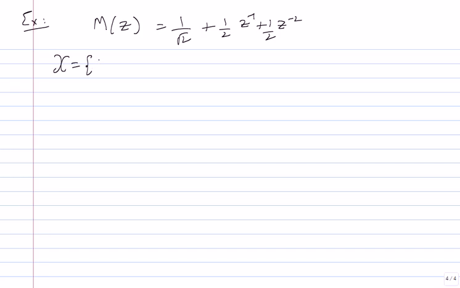So this is the second example. Once again, I have no idea if this is a minimum phase thing or not, but I know it's monic, and it's FIR, as in it's causal, and it is normalized. That's the only thing I care about. I don't know if it's minimum phase or not. So that's my M of Z. You can see it's normalized. Suppose I say X is BPSK. I want you to plot the received constellation.